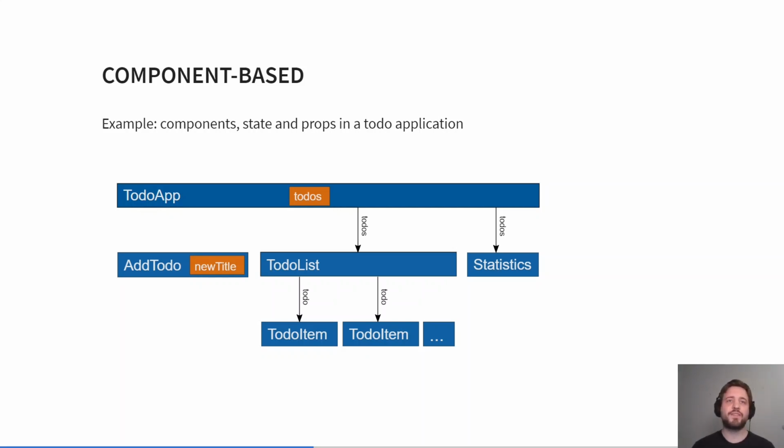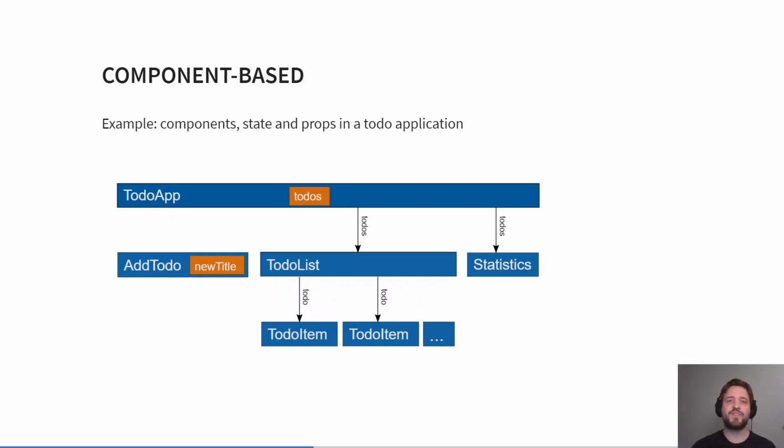Data can be passed down to child components via props. Here we see that the array of to-dos is passed down to the to-do list component to be displayed. And it is also passed down to the statistics component, which will show us how many completed or incomplete to-dos there are. The to-do list component in turn can use to-do item components to display to-dos based on their data.